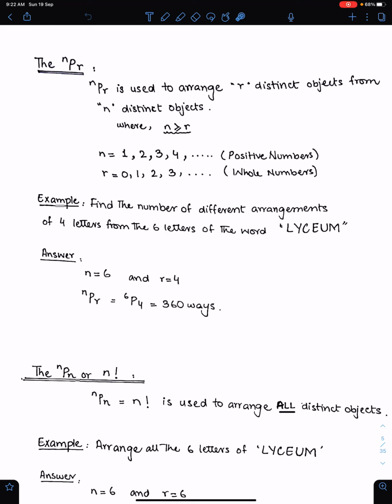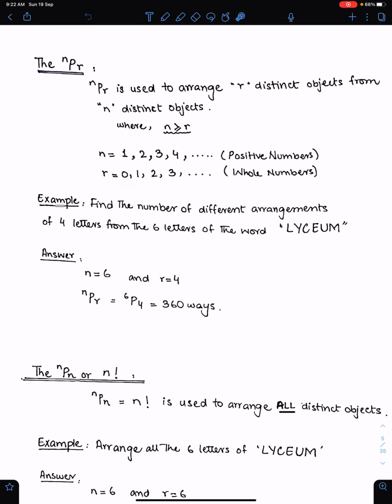nPr. I told you nPr is used to arrange r distinct objects from n distinct objects, where n can take all positive integer values, like 1, 2, 3, 4. Maximum it could be 30, and r starts from 0, whole numbers.